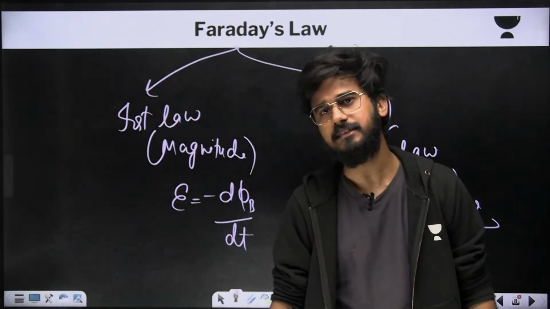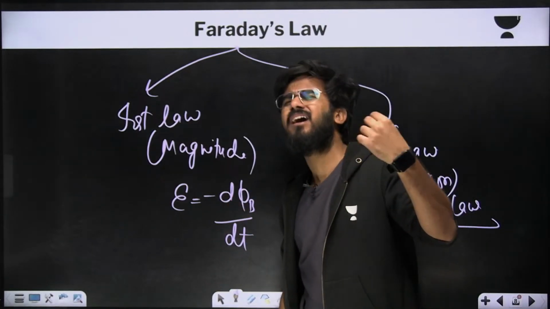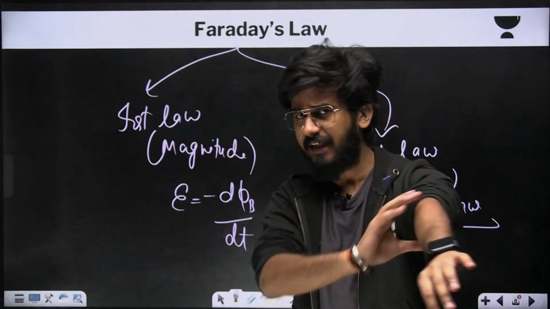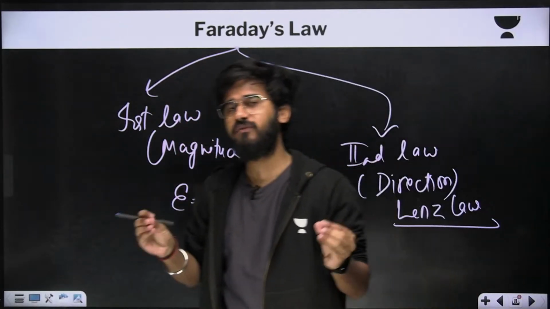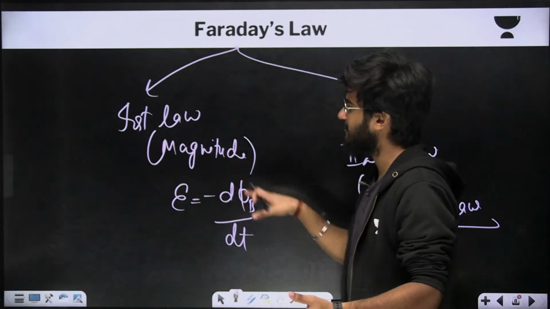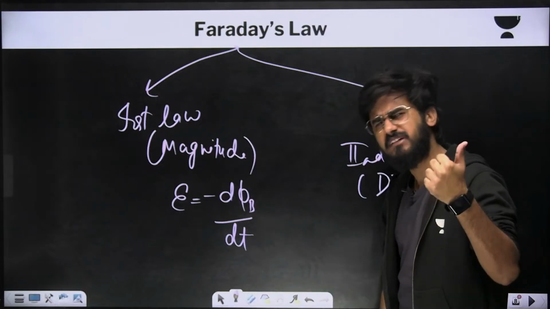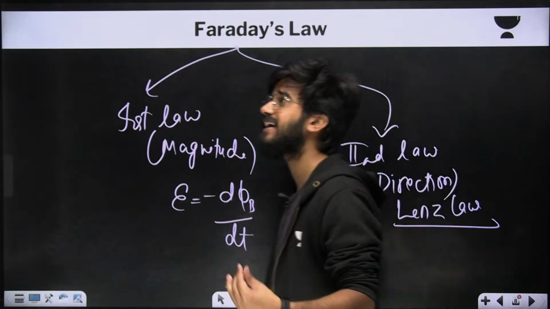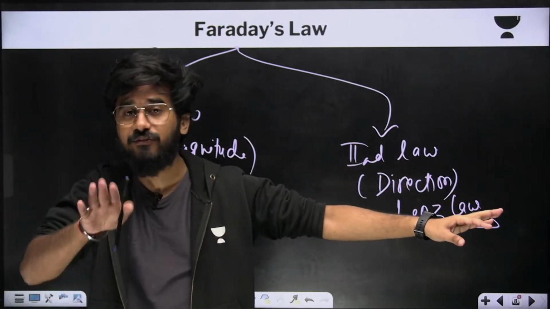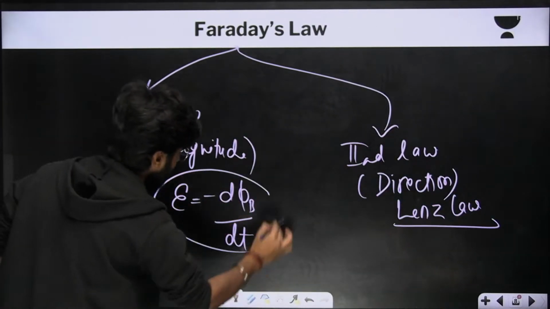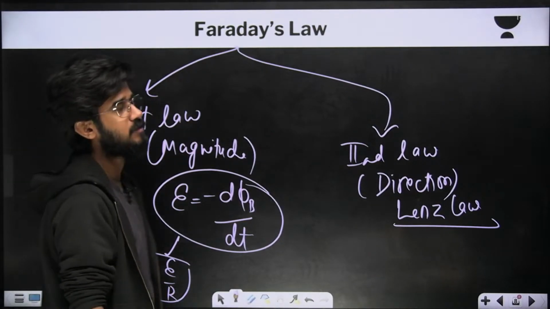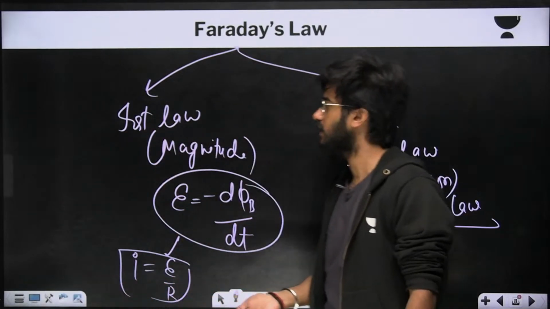What does the negative sign represent? The negative sign is just the representation of the second law, or we can say Lenz's law. Any doubt till here? So what have we learnt till now? We have learnt that there are two laws. The first law gave us the magnitude of the induced EMF. And if we have calculated the induced EMF, we can calculate the current as well, because if we know the voltage and the resistance, we can calculate the current: I equals E upon resistance. So this is basically the first law of Faraday.